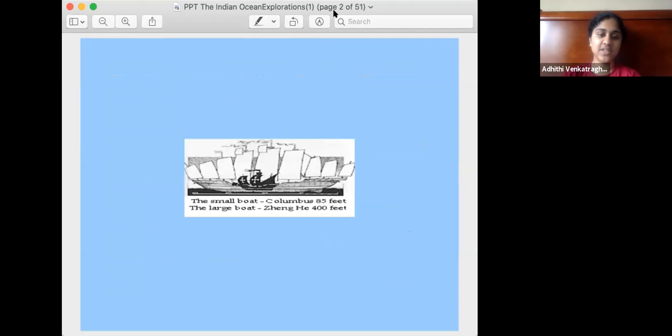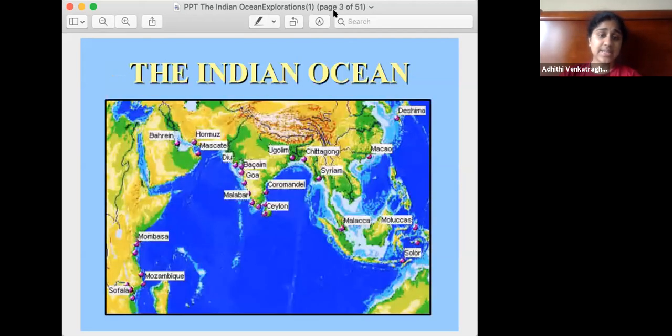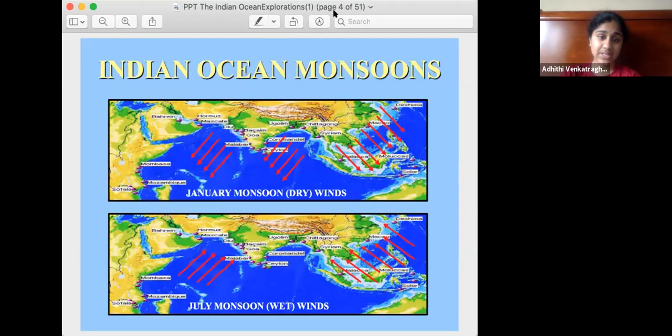And this is just the small boat. This is Columbus's boat, and the large boat was of a Chinese pirate, which is 400 feet long. This is the Indian Ocean trade routes. So here's an example of the Indian Ocean monsoon. So the monsoon is the sort of rain season, the wet season of the Indian Ocean area, and it greatly impacted all the trade, and we're going to see the effects of all of this a little bit later on. So the July monsoon, which is the wet winds, and the January monsoon, which is the dry winds, as you can see, it's moving away, and the July monsoons are moving in.